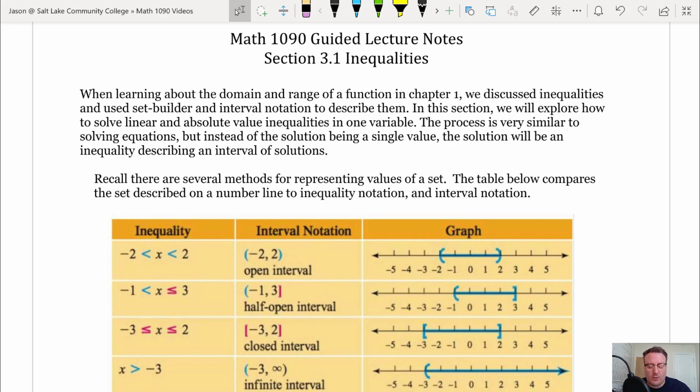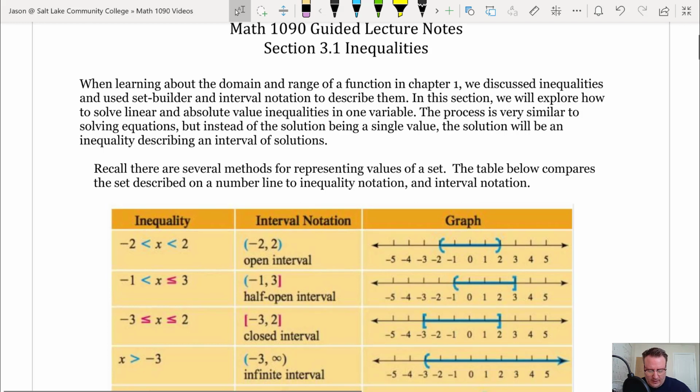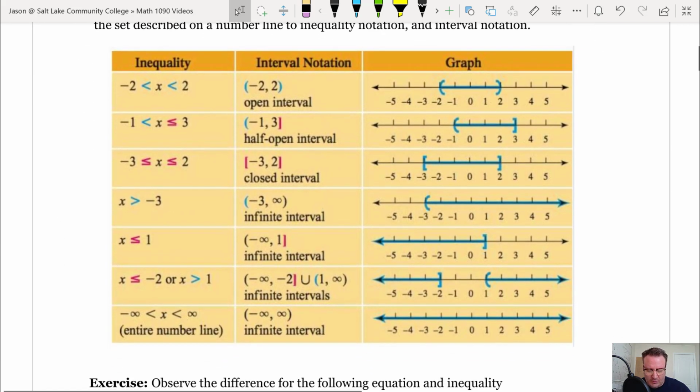We'll talk about inequalities in one variable, but also we're going to look at absolute value notation, absolute value functions, and how that relates to them, and solve both equations involving absolute values and inequalities as well. So we have a table here that gives several examples of an inequality in the left column, in the middle column the corresponding interval notation, and then the corresponding graphical notation.